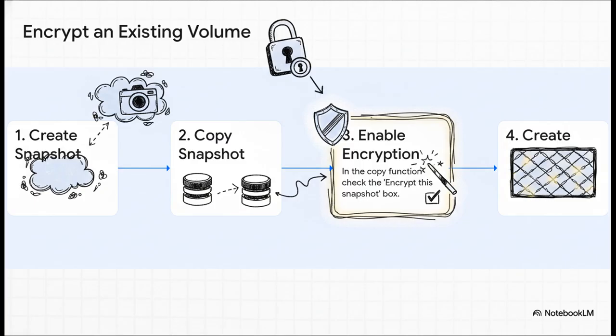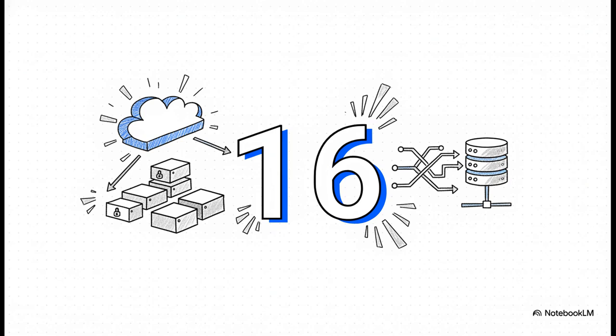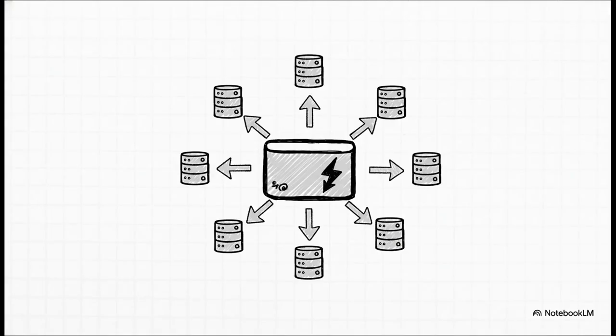Okay, so you're just looking at the number 16 on the screen. What in the world could that possibly have to do with EBS? Well, that's the maximum number of servers that can attach to a single high-performance IO1 or IO2 volume all at the same time. This feature is called multi-attach, and it's for some pretty specific situations, like clustered applications that need to share storage and are smart enough to handle lots of servers writing to the same disk without messing up the data.